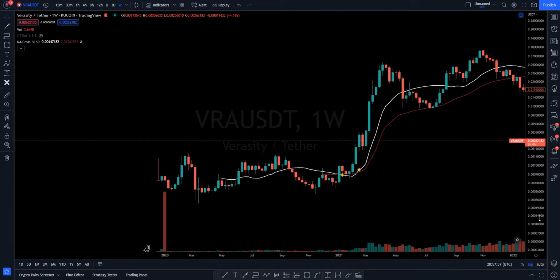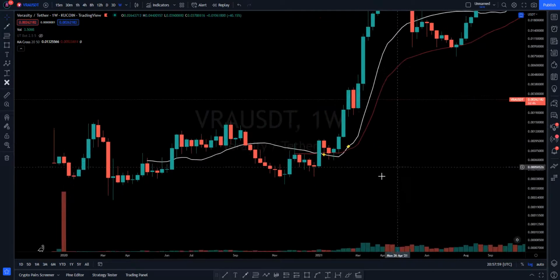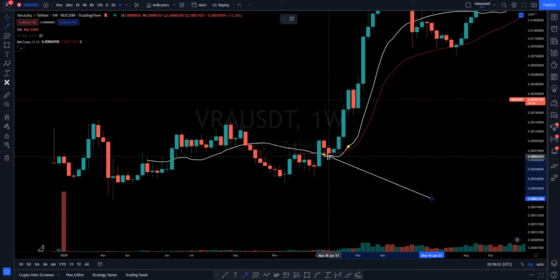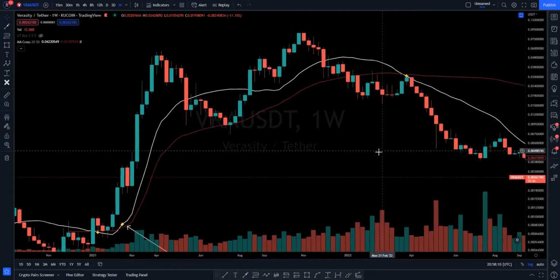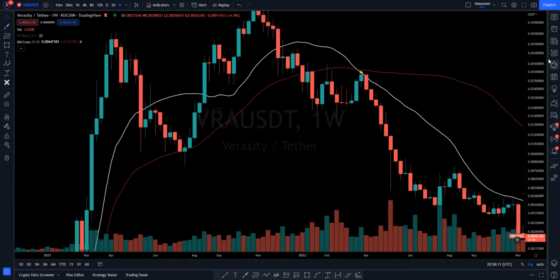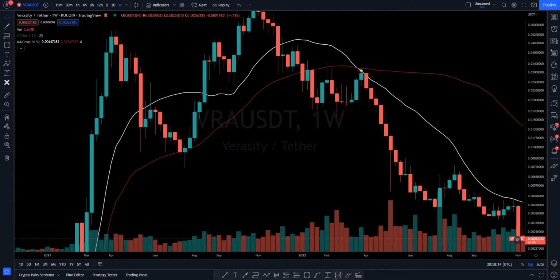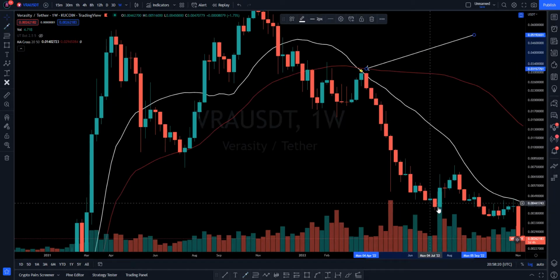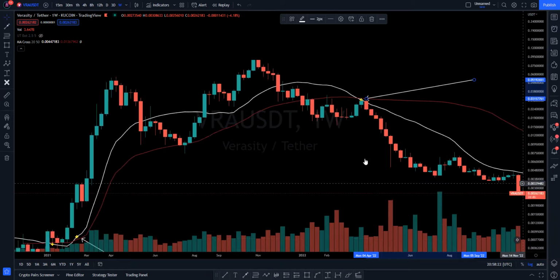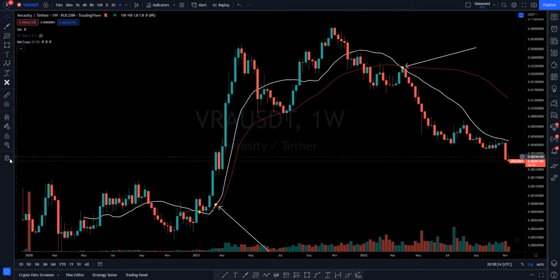Now here, I'm going to zoom in because I want to show you something. See, right now we can see a cross here, and then we see a cross here. Zoom in here. We can see a cross right here. Look at what happened next. It came down like crazy. So keep it simple. Use this indicator.